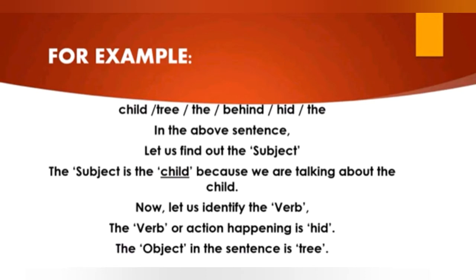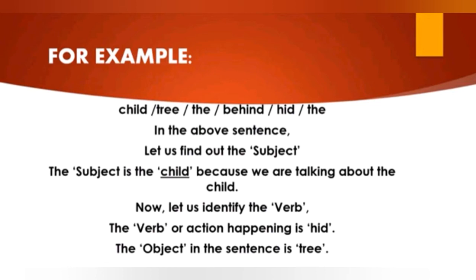Let's take one more example. Child, tree, the, behind, hid, the. In the above sentence, let us find out the subject. The subject is the child because we are talking about the child. Now look out for the helping verb and the action verb. In this sentence, there is no helping verb, but the action verb is hid. So the verb is hid. As I said, an object can be a noun or a pronoun. So the tree is the object in this sentence.